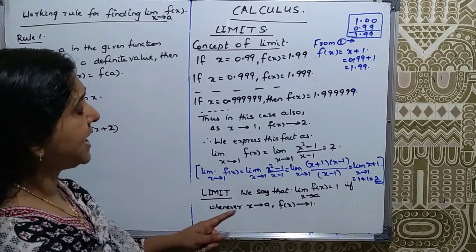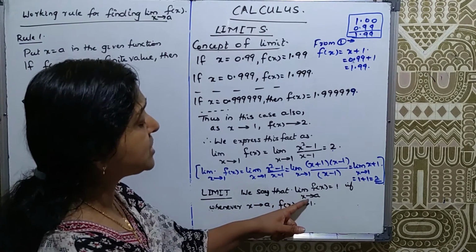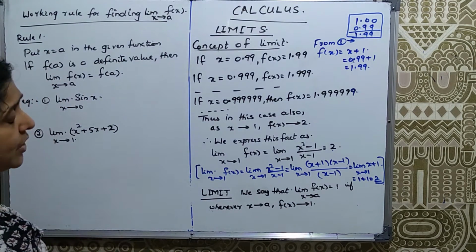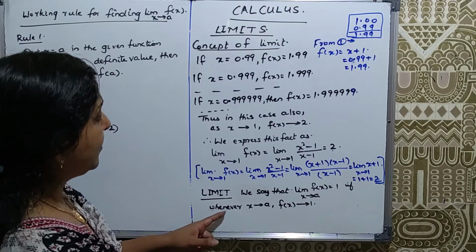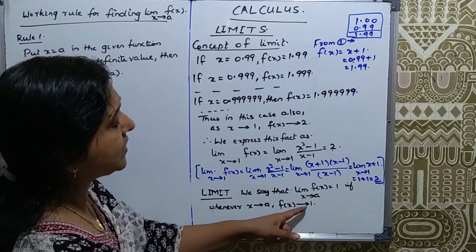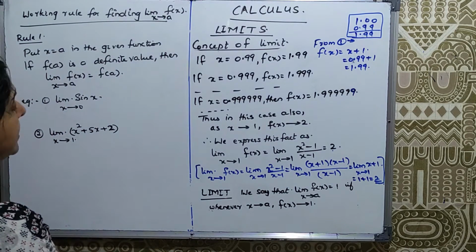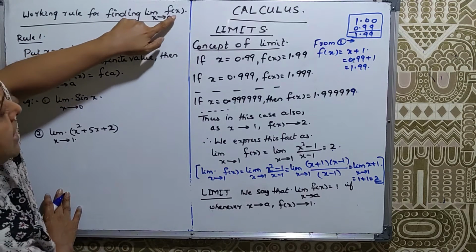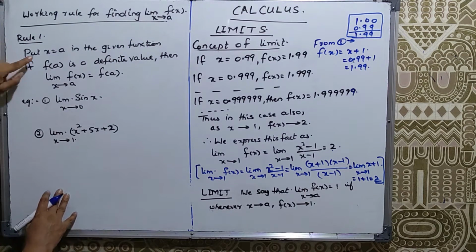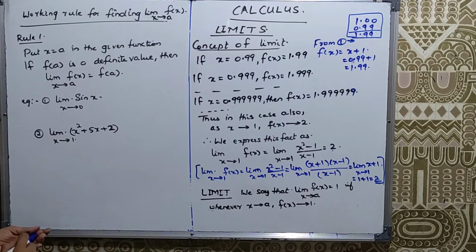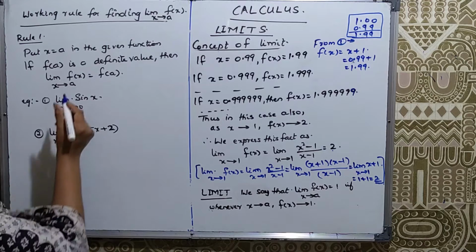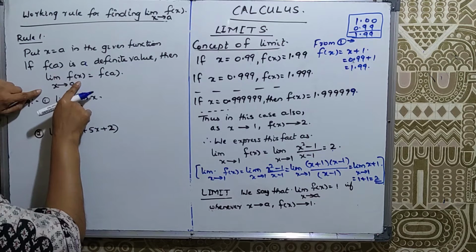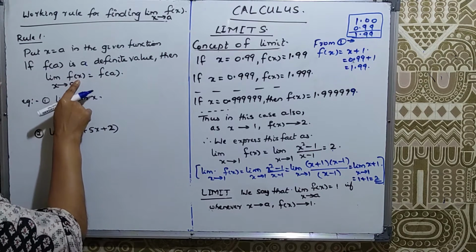So, we say that in general, when x tends to or approaches a, f of x will tend to 1. Whenever x tends to a, f of x will be tending to 1 only. Now, here is the working rule for finding limit x tends to a, f of x. So, rule 1: put x equal to a in the given function. A can be any constant actually. So if f of a is a definite value, then limit x tends to a, f of x will be equal to f of a. That means we are replacing x by a.